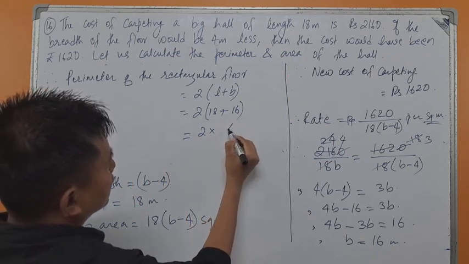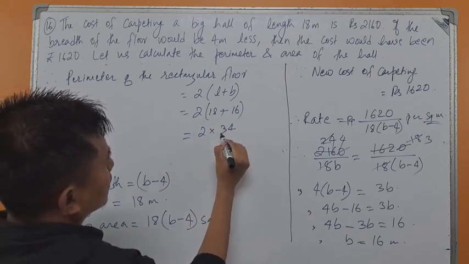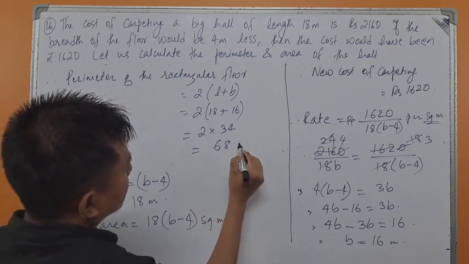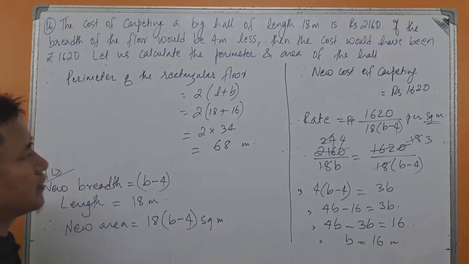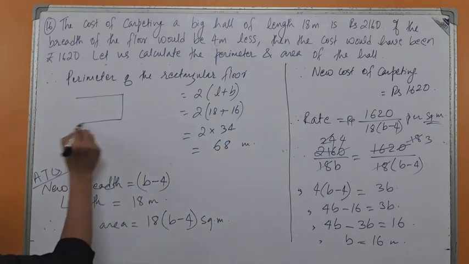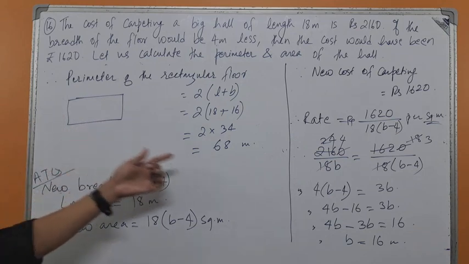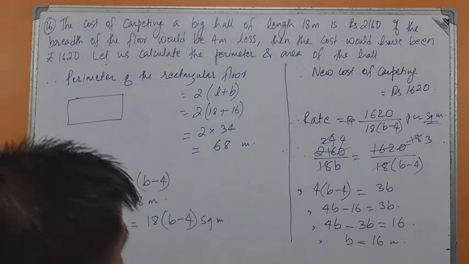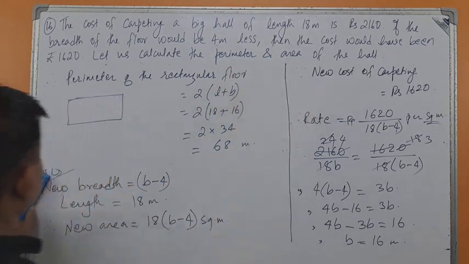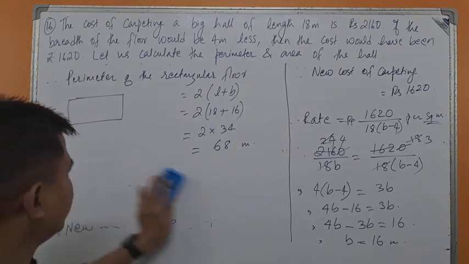8 plus 6 is 14. 1 plus 1 is 2 plus 1 is 3. That is 2 4s are 8, 2 3s are 6. 68 meters. This is the perimeter of the rectangular floor. Perimeter of the rectangular floor is 68 meters. Now let's find the area. We are asked to find perimeter and area, isn't it? So area.